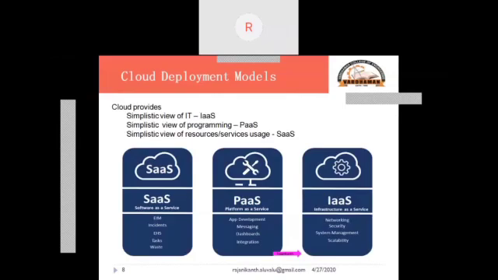And the third one is the simplistic view of resources, services: software as a service. As I said, we are not worried about how Gmail is developed. We are not worried about the Gmail versioning. We are just worried about having a username and starting to work with it. Just get a credential and start using the service, which we call software as a service. These three statements will give you a very clear understanding of how cloud computing has made computing very simple.